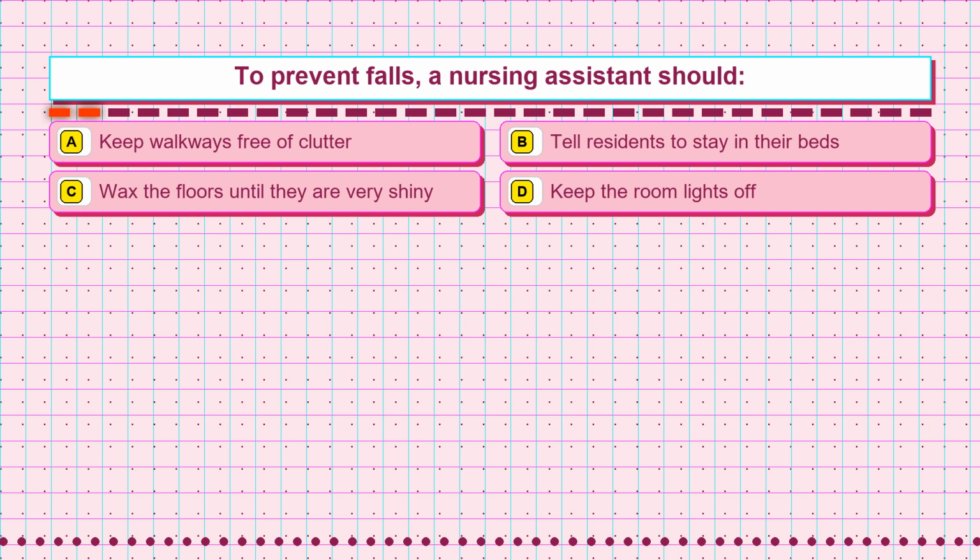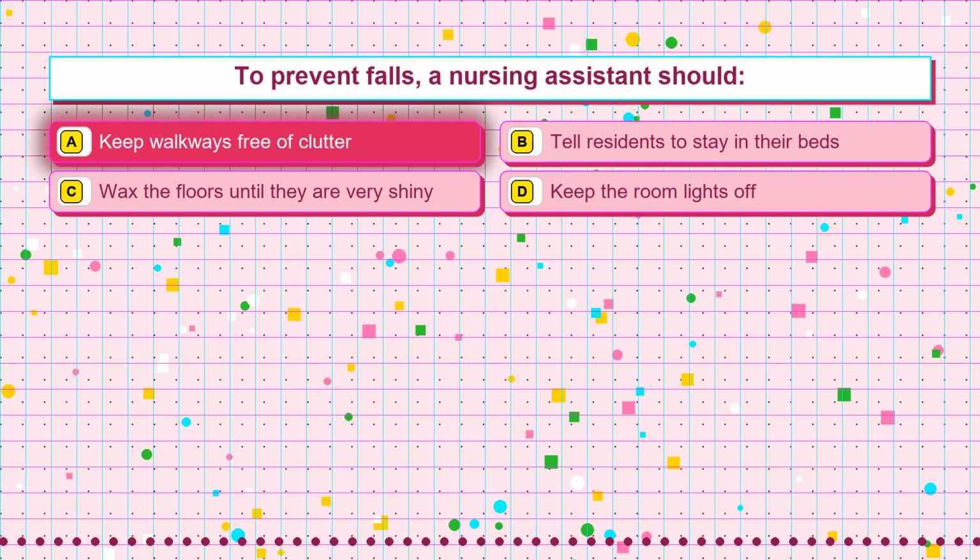Question 63. To prevent falls, a nursing assistant should: Option A, keep walkways free of clutter. Option B, tell residents to stay in their beds. Option C, wax the floors until they are very shiny. Option D, keep the room lights off.